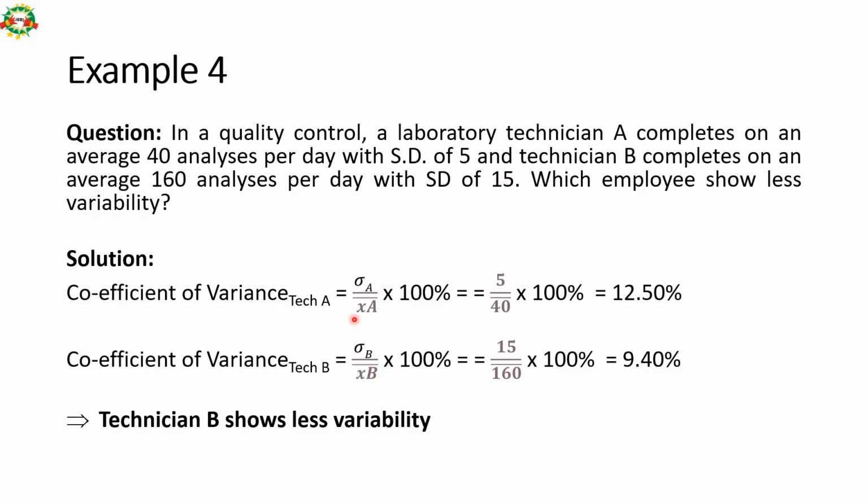So for technician A, standard deviation is 5 and mean is 40. So 5 divided by 40 multiplied by 100 is equal to 12.5%. This is the coefficient of variation for technician A. However, for technician B, standard deviation is high, but if you compare with the average of 160, the coefficient of variation for technician B is 9.4. So standard deviation for technician B was high, but the coefficient of variation is low. So technician B shows less variability.